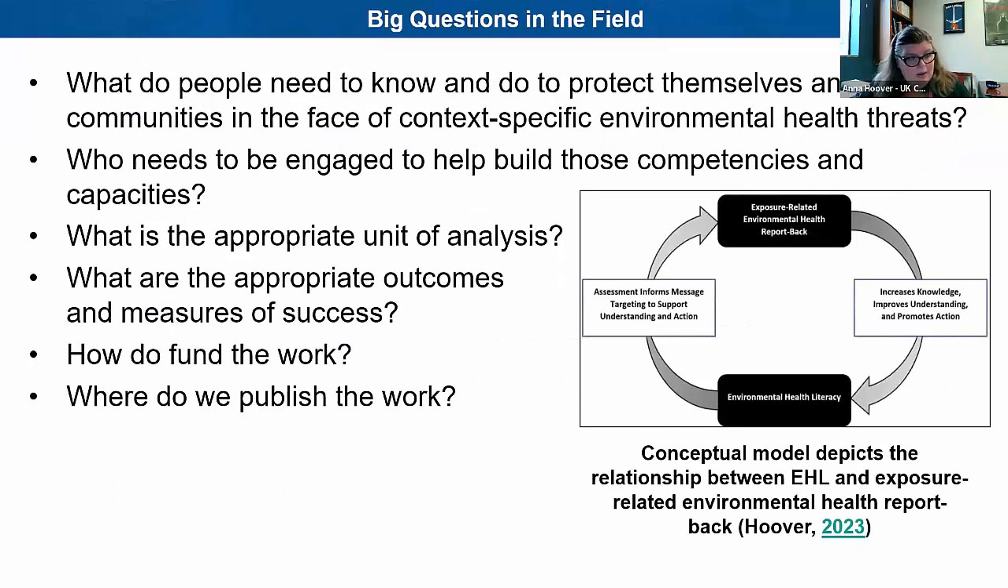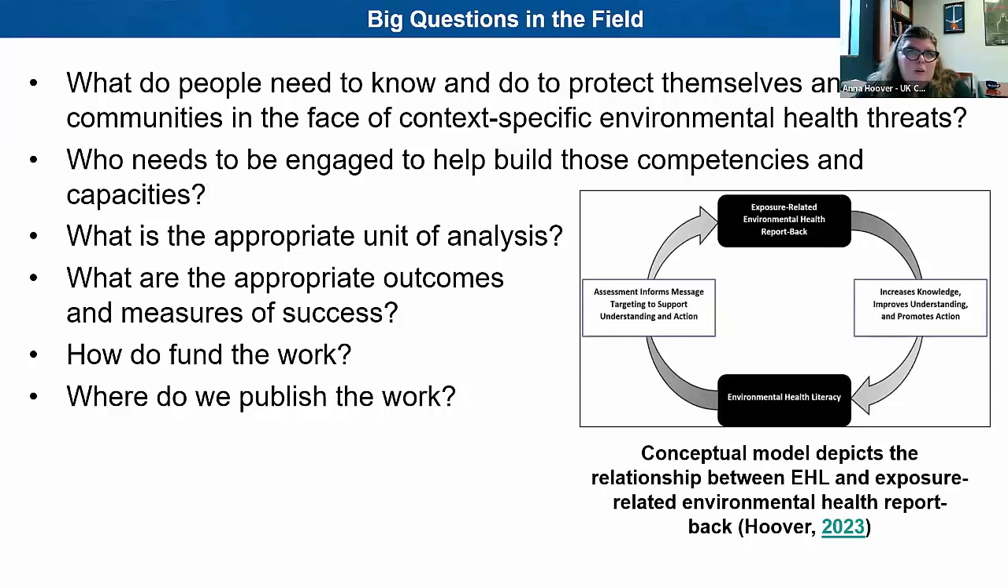Now, as I'm winding down, I'm going to tell you these big questions we have in the field right now. These came up at our meeting just a week and a half ago. What do people need to know to protect themselves and their communities in the face of specific context threats? All right, we've talked about that. Who needs to be engaged to help build those competencies and capacities? I hope you're taking away from this that it varies from site to site and problem to problem.